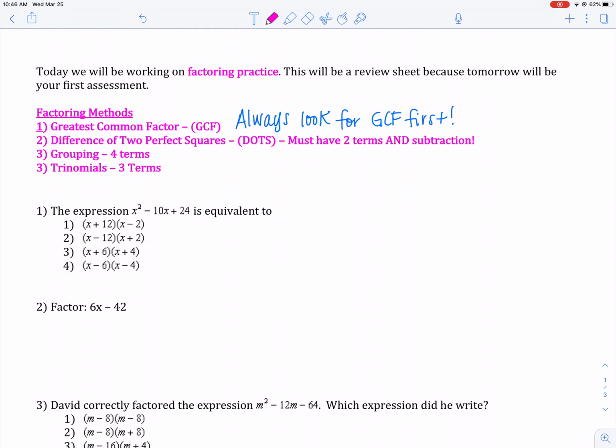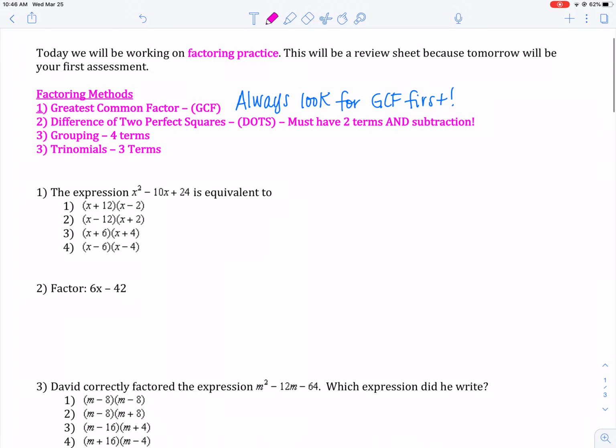Grouping must have 4 terms. So if you're not looking at 4 terms, it can't be grouping. And your last one is trinomials, which could have 3 terms. Now just be careful. GCF could have 2 terms or 3 terms. So you really have to be careful. Okay, so let's take a look at number 1.